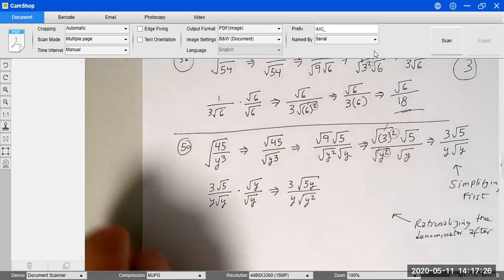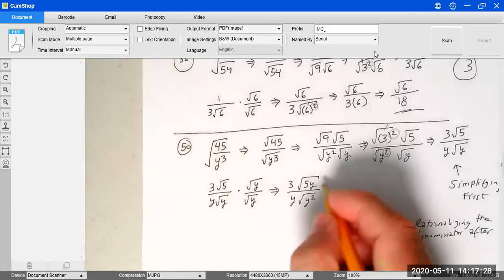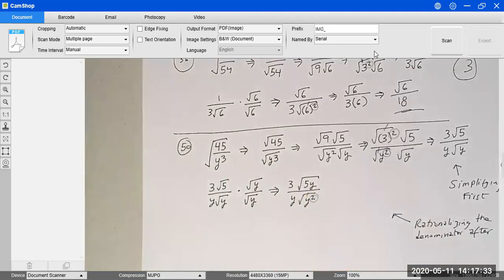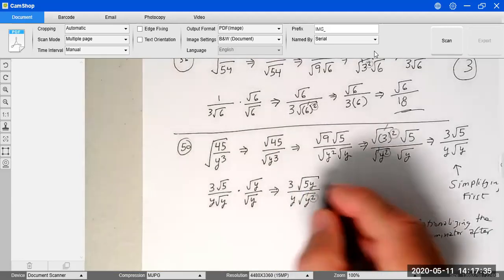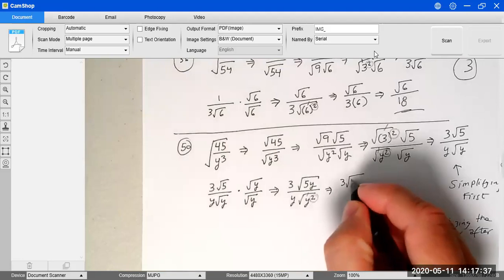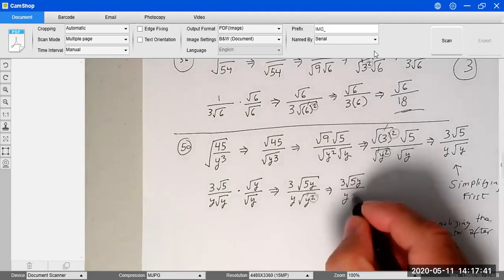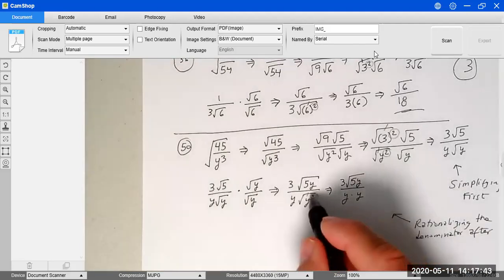Now the last step is that we can cancel this exponent and this radical sign. So you're going to get 3 times the square root of 5y over y multiplying another y that results from this cancellation of the exponent and the radical.